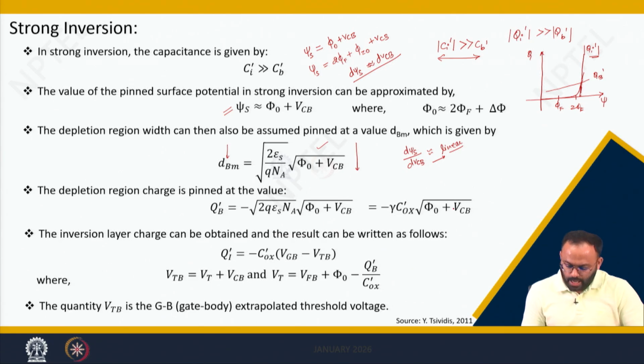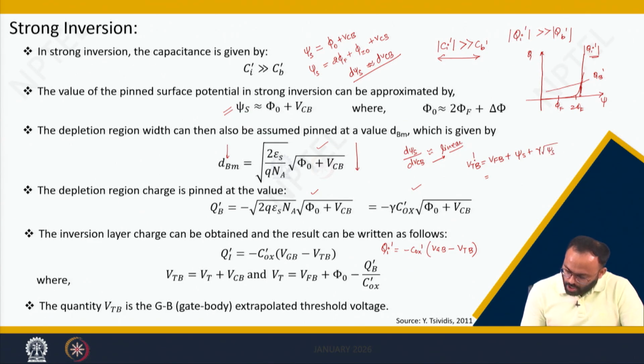Hence we can rewrite dB max at strong inversion. We can use these equations again, as we have already frequently used them, to find the inversion charge with respect to VGB. By using these equations and solving the potential balance equation, we ultimately end up with Qi dash equal to minus Cox dash into VGB minus VTB, where VTB is nothing but the flat band voltage plus surface potential plus gamma times the square root of surface potential.